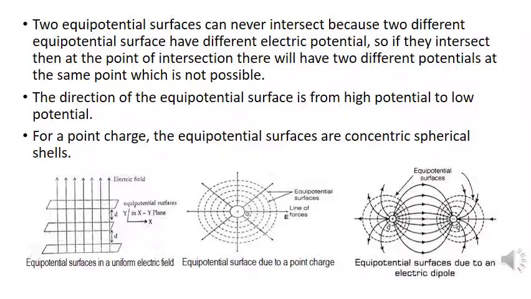Next property is the direction of equipotential surface is from high potential to low potential. For a point charge, the equipotential surfaces are concentric spherical shells as shown in figure. First figure shows the equipotential surface in a uniform electric field. The surfaces are parallel to each other and perpendicular to the direction of electric field. That is, the area vector of the equipotential surface and electric field are in same direction. And second figure shows the equipotential surfaces due to a point charge, and in this case the equipotential surfaces will be concentric spherical shells. And last figure shows the equipotential surfaces due to an electric dipole.